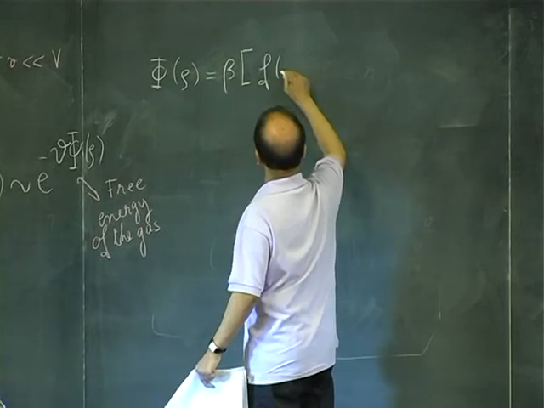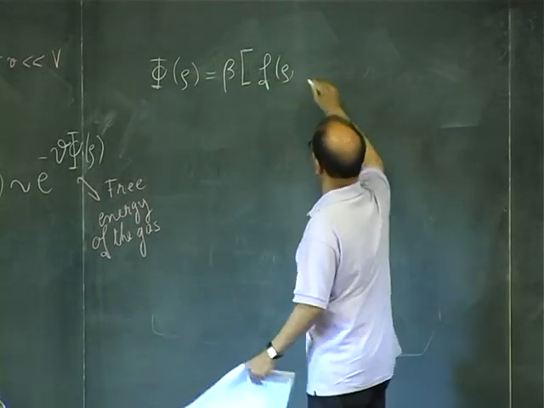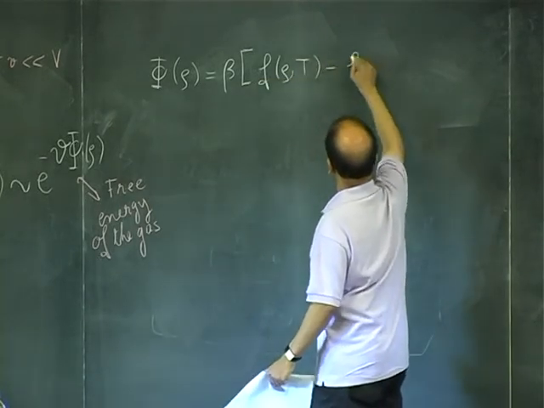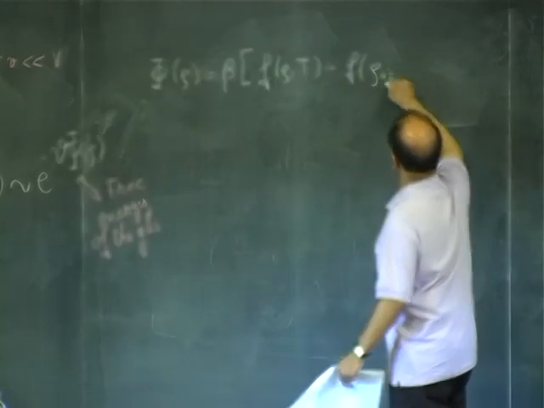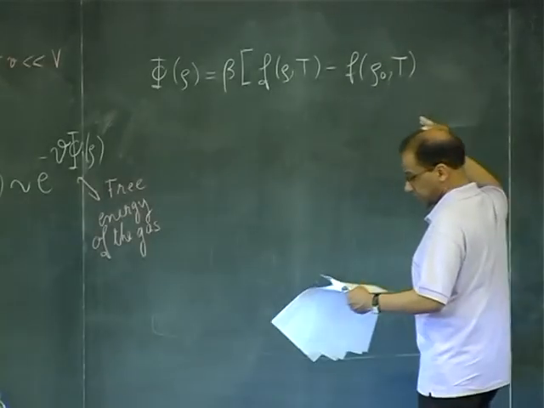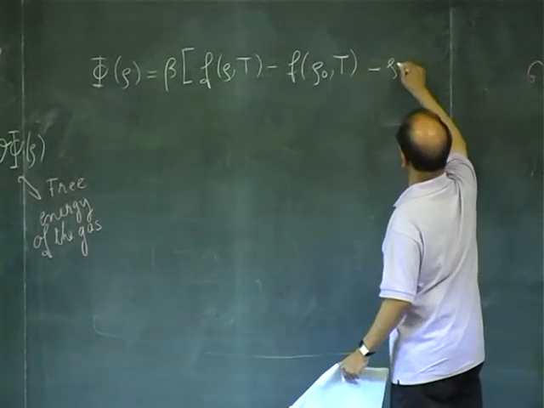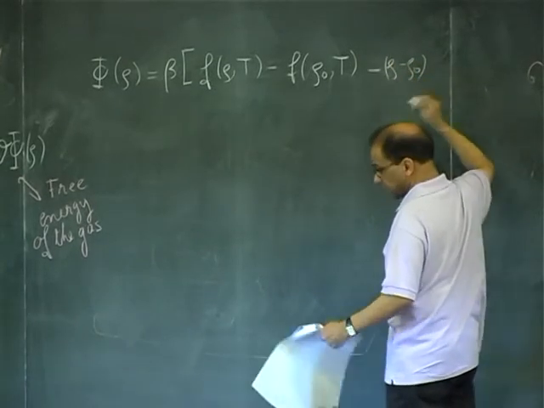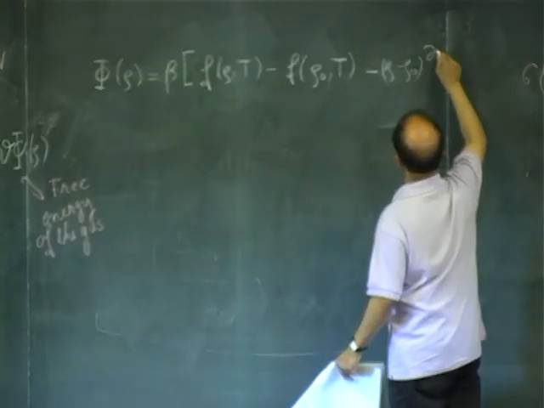So this would be the free energy per unit volume minus the free energy evaluated at the typical value, minus compressibility. So it's a free energy up to a linear term.